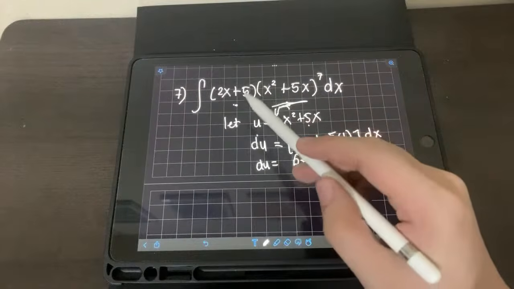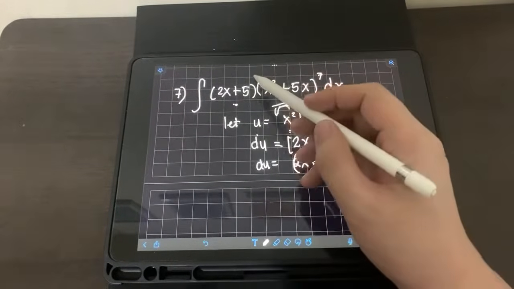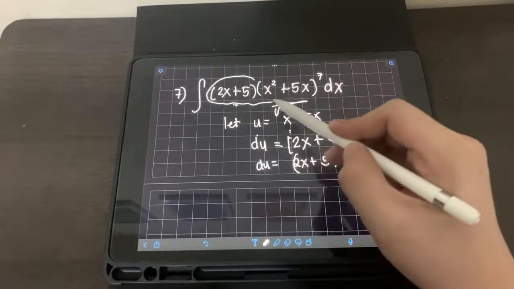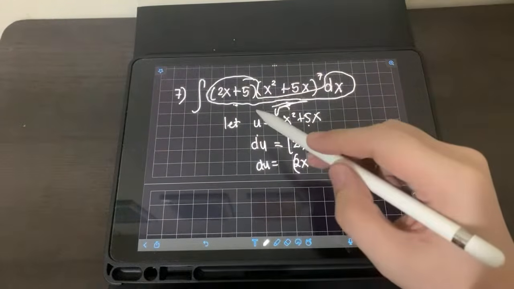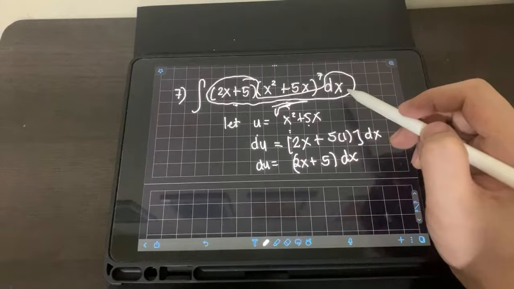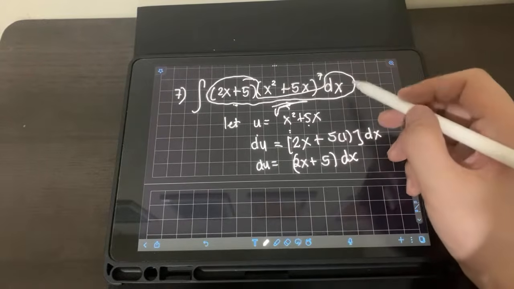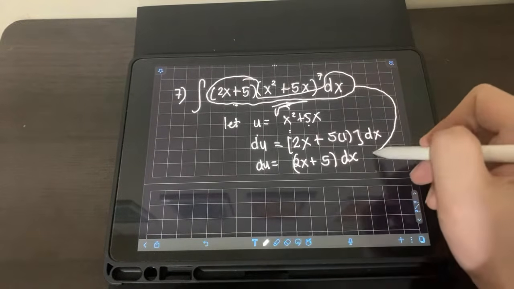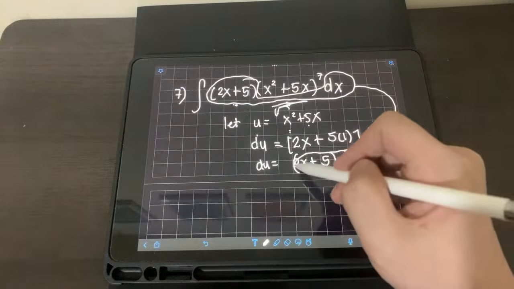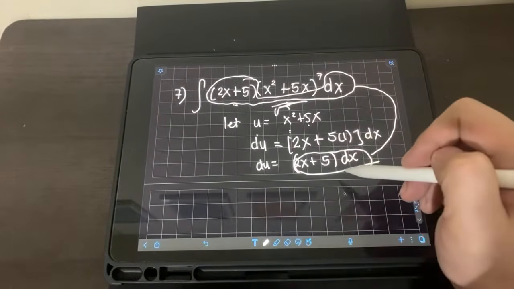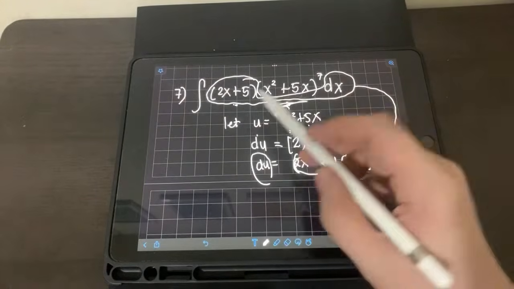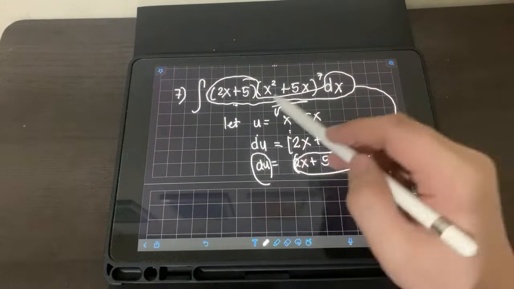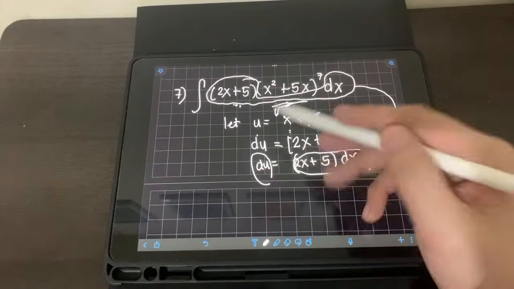Kung babalikan natin yung integral, 'di ba meron kayong expression na 2x plus 5 and multiplied by dx. So, na-create natin yon dito, right? Okay? Saan na lang siya equivalent? Sa du. Okay? Ibig sabihin, napaiksi natin itong expression na to, 2x plus 5 dx, as simply du.